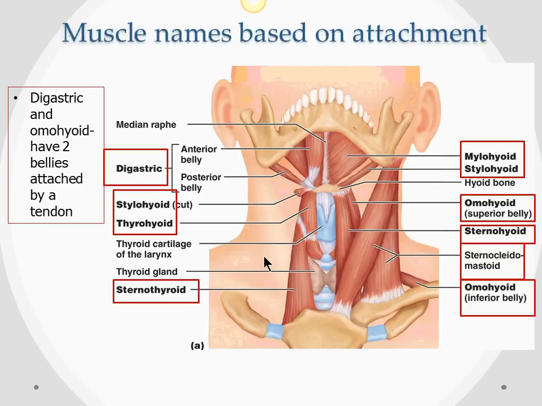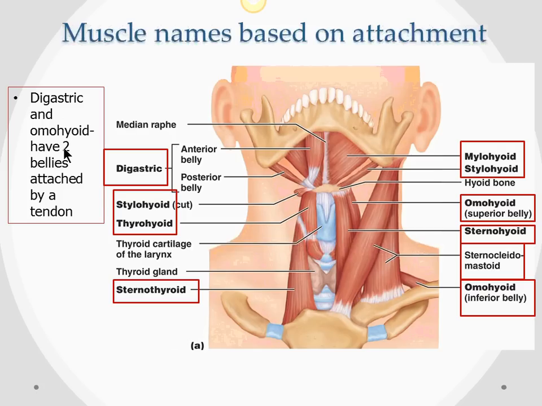Here, this is again a fairly simple one where we're looking at muscles based on their names, based on attachment. One is that we have two muscles in the body really that have two bellies. Based on their bellies, we call them digastric, or there's another muscle called omohyoid because it's attached to the hyoid bone. These two muscles have two bellies and they are attached by a tendon.